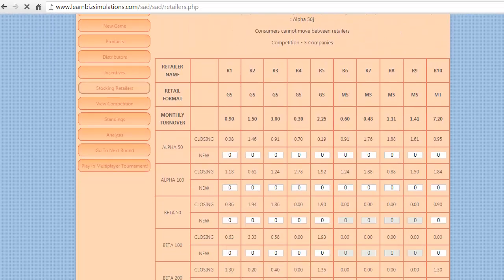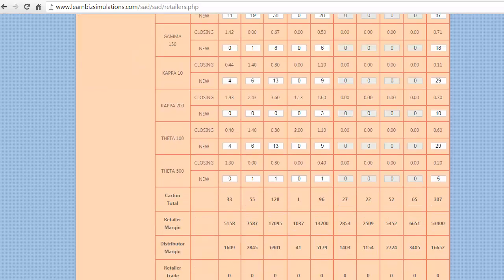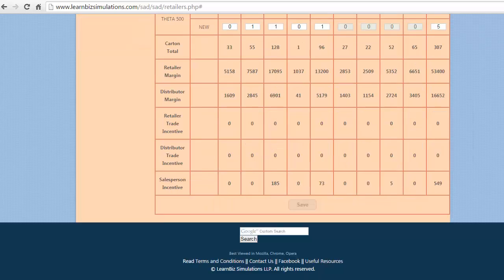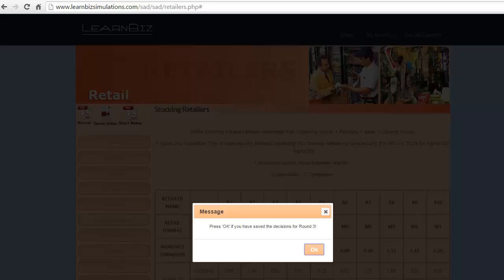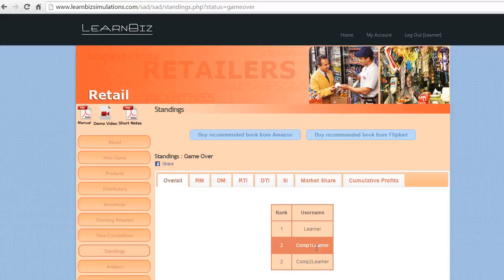Remember the rules before stocking. Having done the stocking, let us now execute by clicking on the Go to Next Round button. Before which you need to save this page. Great to see the continuous lead.